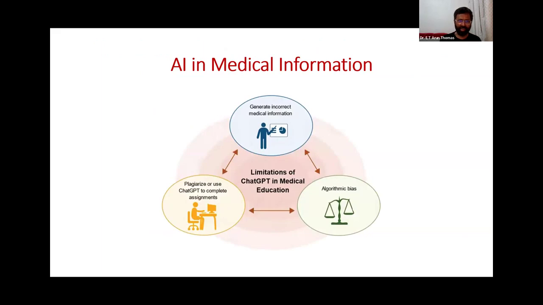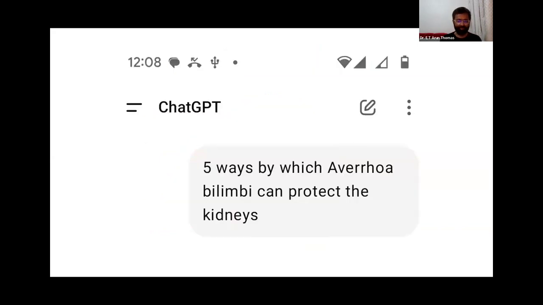And finally, I need to tell you about AI in medical information. Even in the rounds, when I ask junior doctors or anyone some questions, what everyone does is just search in ChatGPT and try to tell the answer. So I'll give an example. I typed in ChatGPT, "5 ways by which Averrhoa bilimbi can protect the kidneys." Averrhoa bilimbi, irumbanpuli, is something notorious for the kidney. We all get afraid when a patient is regularly taking Averrhoa bilimbi and bilimbi juice. And I asked ChatGPT how it can protect the kidneys.